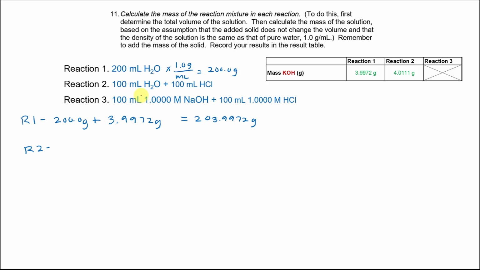For reaction 2, we have 100 milliliters of water plus 100 milliliters of HCl, and again, the density is going to be 1 as well. So we have 200 grams again, plus 4.0111 grams. So if the density of water is 1 gram per mil, the density of HCl is 1 gram per mil as well. It's the same conversion here. And for reaction 3, we're adding the 2 solutions. They all have the same density of 1 gram per mil, so we have 200.0 grams, and there's no extra mass here, so the total mass is 200.0 grams for that solution.